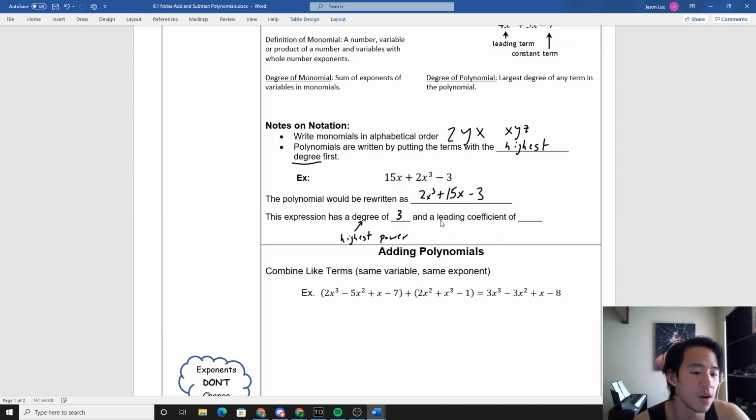And then the leading coefficient just means the number next to the variable with the highest power. So the leading coefficient of this would be 2.